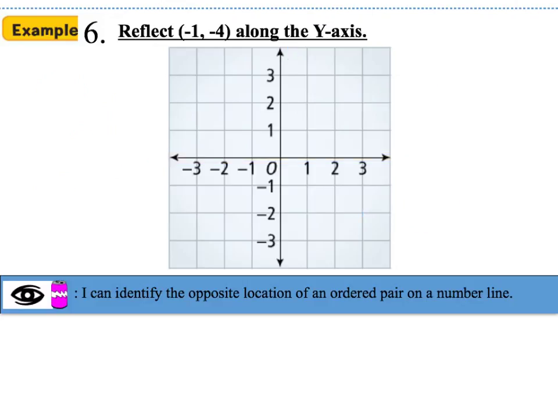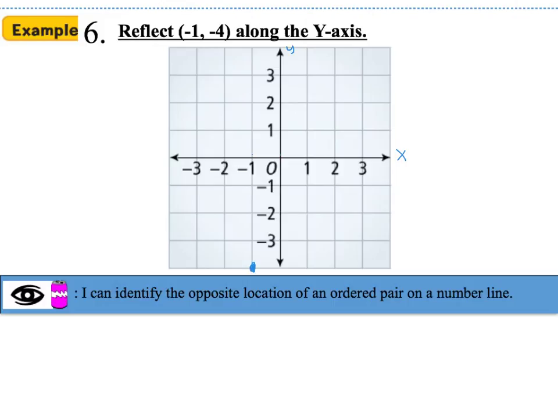For example 6, it's telling us to reflect -1, -4 along the y-axis. So the first thing I want to do is go ahead and graph -1, -4 on the coordinate plane. If I start at my origin, jump 1 spot on the x-axis, so the x-axis is going to be my left to right number line, and my y-axis will be the number line that goes up and down. So I know that -1, -4 will be down here. So that's the first part, is to graph it.